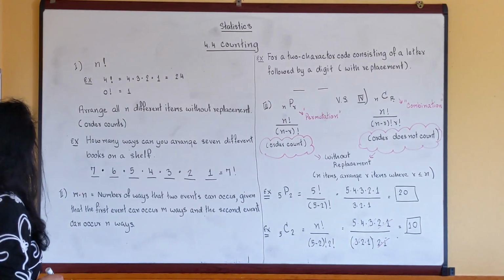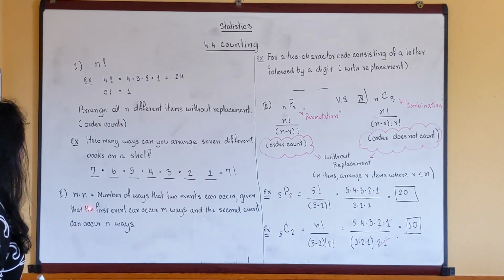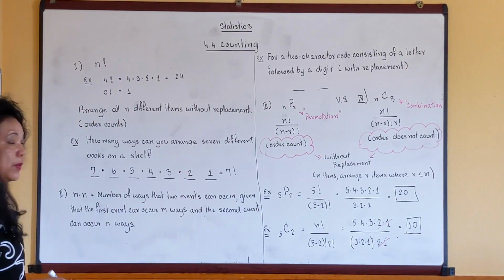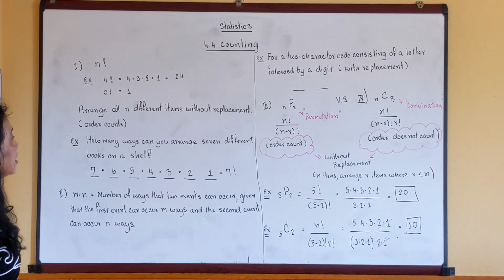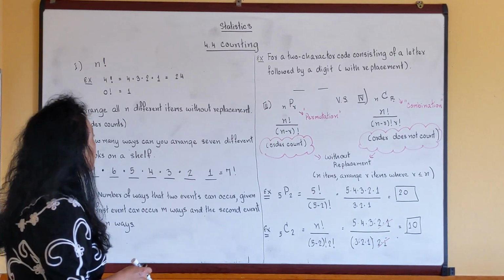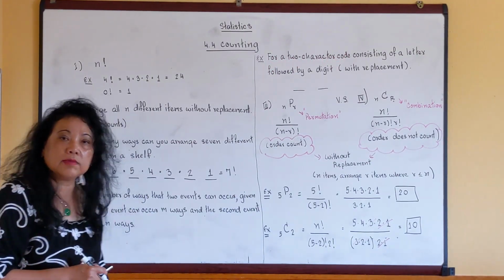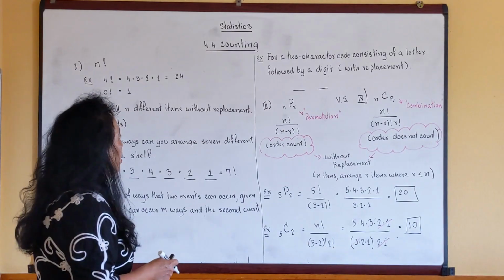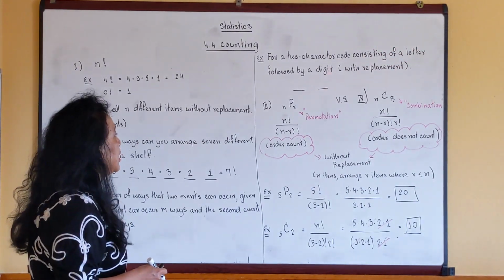The second one is m times n. You're going to use m times n for the number of ways that 2 events can occur. Given the first event can occur m ways, and the second event can occur n ways. Let's look at an example here. For a 2-character code, the first one is going to be a letter, and then followed by a digit.